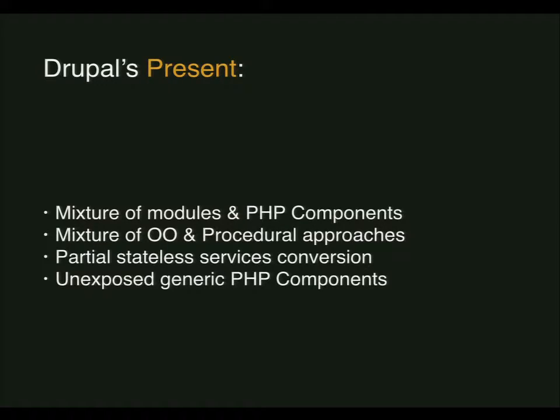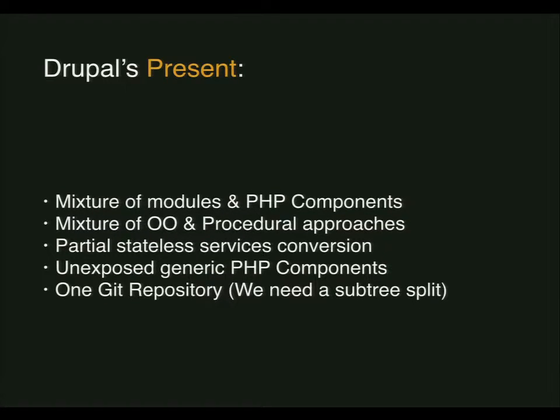And we have our own PHP components at this point. Drupal 8 literally has an entire directory just full of PHP code that we intend to make publicly available for people outside of Drupal to use. We don't have it exposed yet, but we're close. And Drupal just has a single Git repository. We need a subtree split, which isn't actually separate Git repositories. It's still one, but you get to treat it like it's multiple.